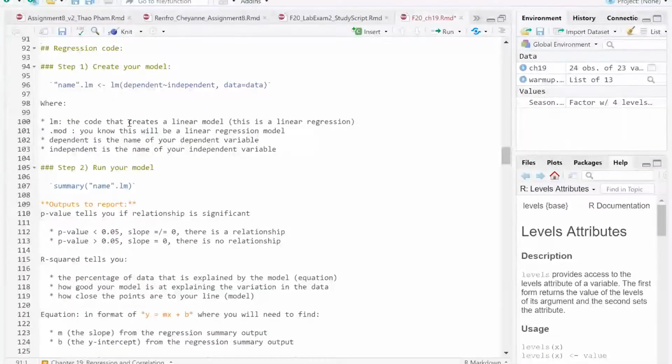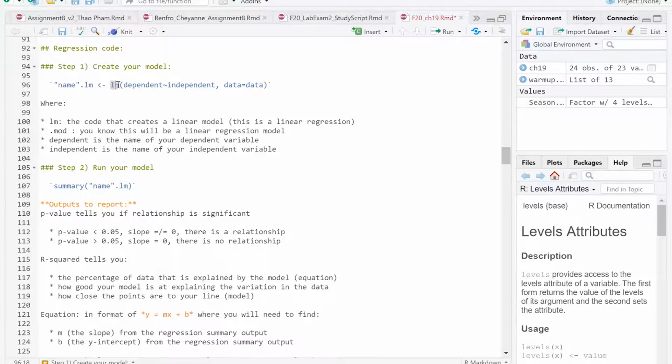So when we do a regression, you have to create your model. And we create our model in a really similar way to how we've done most things at this point. But the new function we're going to use is this lm. I think there's only two new functions that we're using, lm and abline, which we'll see in a second.